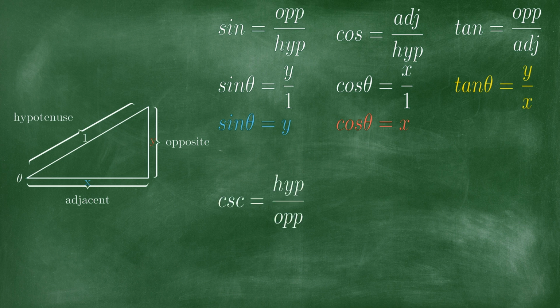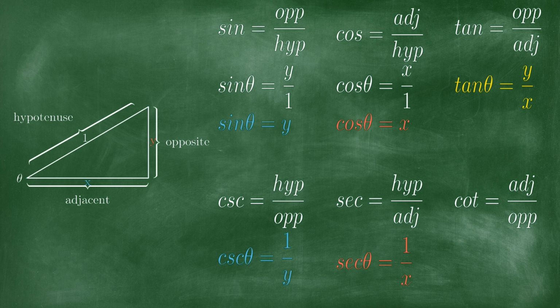For cosecant, since it is just the reciprocal of sine theta, we have cosecant theta equals 1 over y. For secant, reciprocal of cosine, so we have sec theta equals 1 over x. For cotangent, the reciprocal of tangent, so cotangent theta equals x over y. We now have the different circular functions of a unit circle. Now, to further understand it, let's have an example.